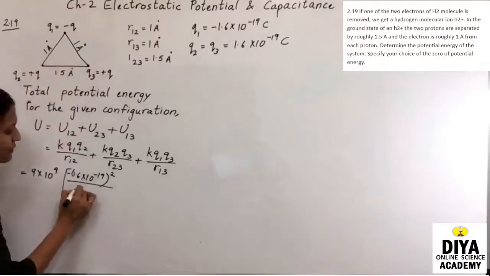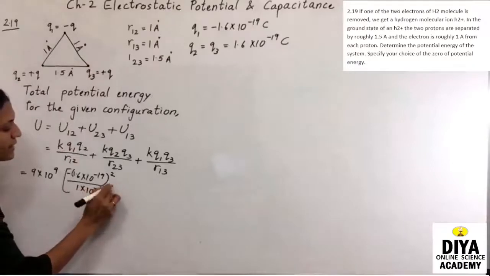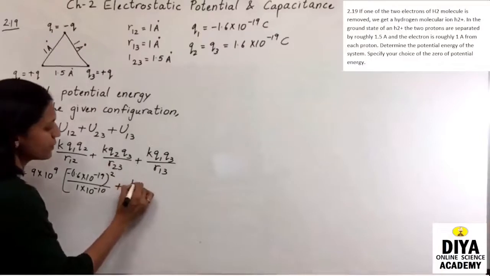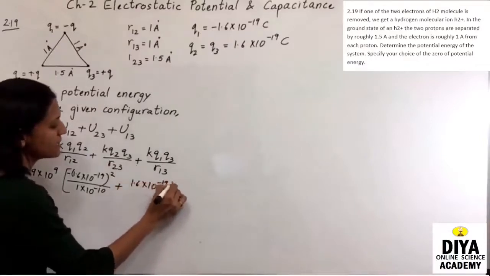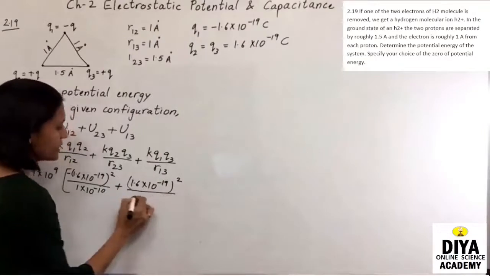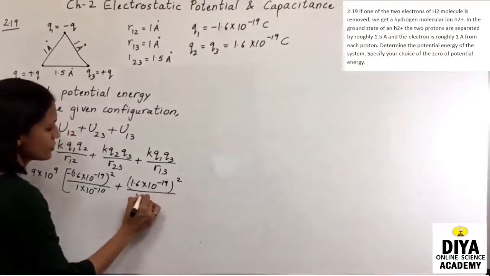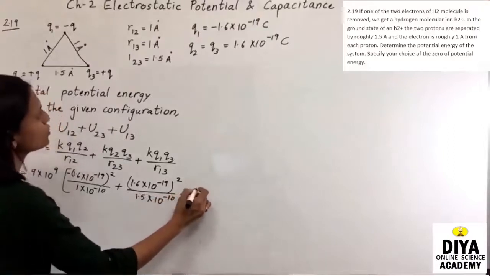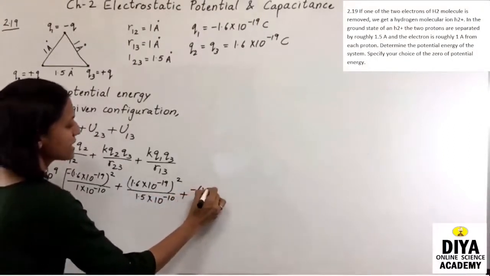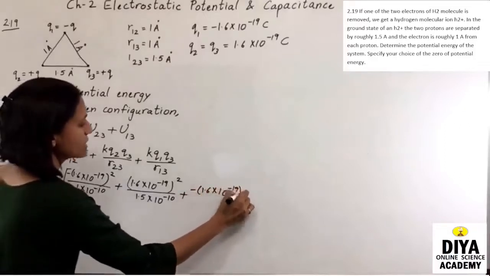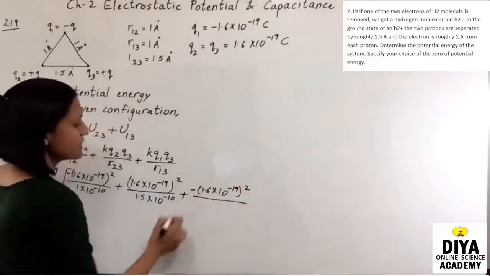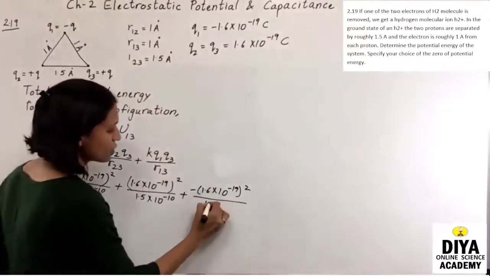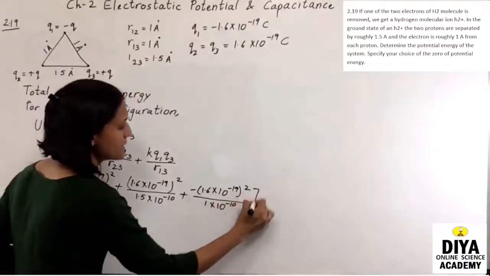R12 is 1 angstrom, 1 into 10 raised to minus 10, plus Q2 and Q3. Q2 and Q3 are 1.6 into 10 raised to minus 19, and square of it upon R23. So 1.5 into 10 raised to minus 10, plus Q1, Q3. Again one of them is negative and the value is same. So taking square of 1.6 into 10 raised to minus 19, R13 is again 1 angstrom. So 1 into 10 raised to minus 10.